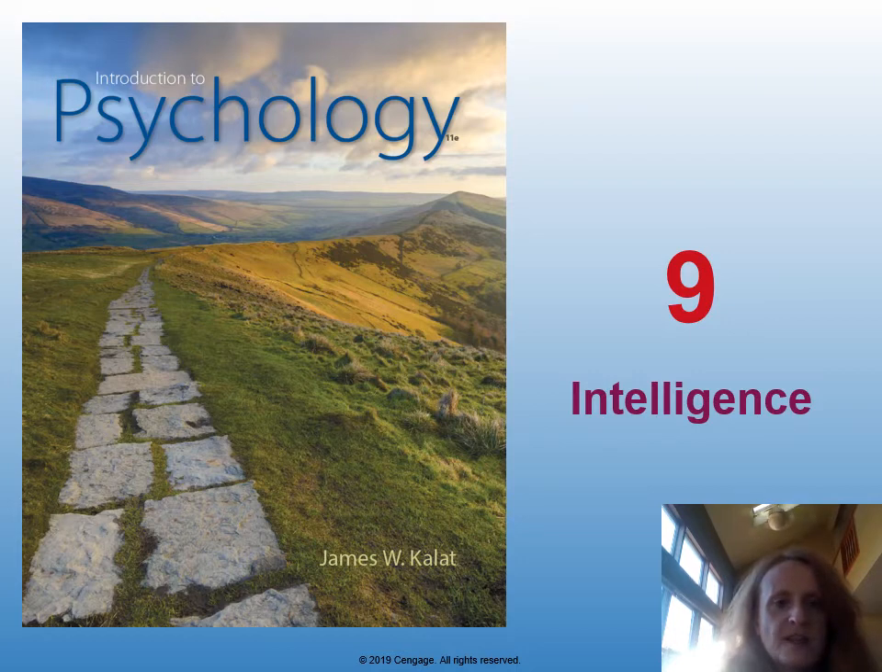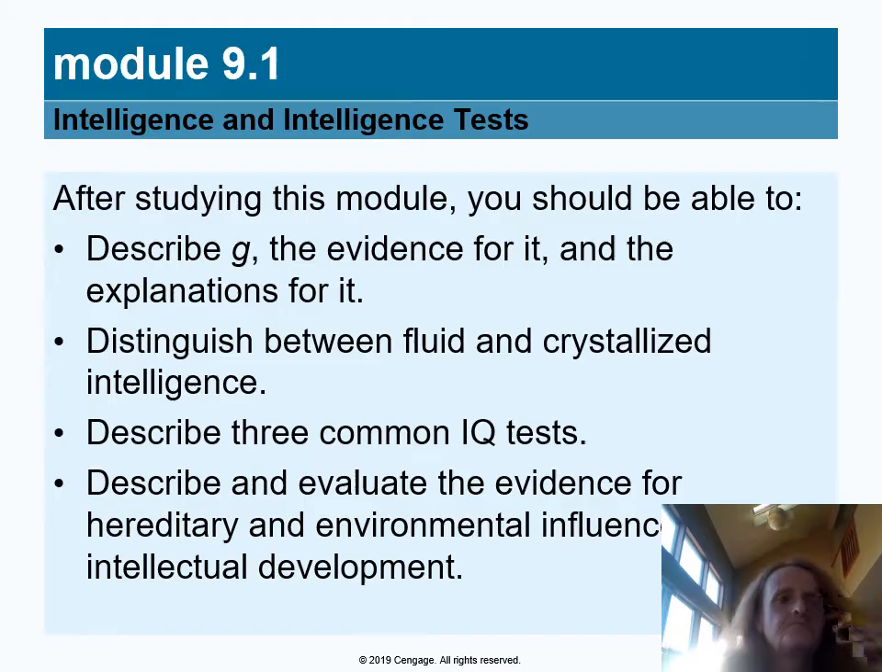But what we're doing today is we're going to be covering Chapter 9 regarding intelligence. So this is the first lecture that we're going to have online while we're off-site. We're not at campus. So section 9.1, we're going to be covering intelligence and intelligence tests. After we study this module, we should be able to describe the factor G, the evidence for it, and the explanations for it. We'll look at the differences between fluid and crystallized intelligence. We'll look at 3 common IQ tests and describe and evaluate the evidence for hereditary and environmental influences on intellectual development. Again, thank you for your patience with the background noise.